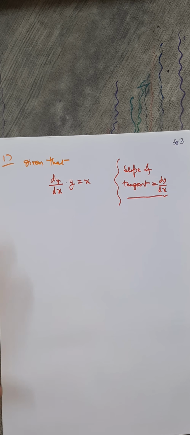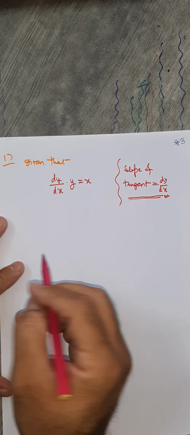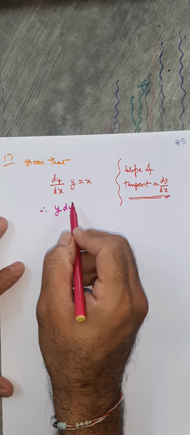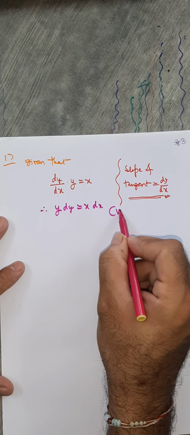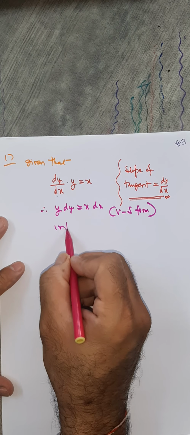What's the slope of the tangent? That's dy by dx. I repeat, slope of a tangent is given by what? Dy by dx. And therefore from the given data you have dy by dx into y equals to x. Okay, now variable separable form. So we keep y dy over here only. I'll take x over there. So x dx. This is which form now? Variable separable form.